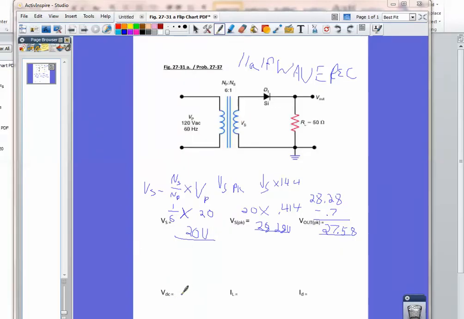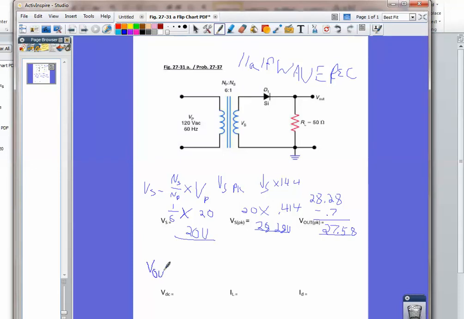So the VDC is going to be equal to the V out peak. Alright, so that's going to be the 27.58 times 0.318, and that's going to give us an answer for our VDC of 8.77 volts.